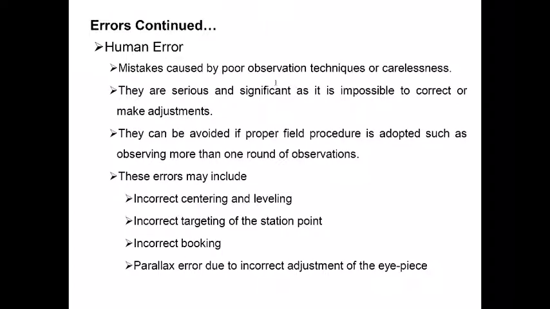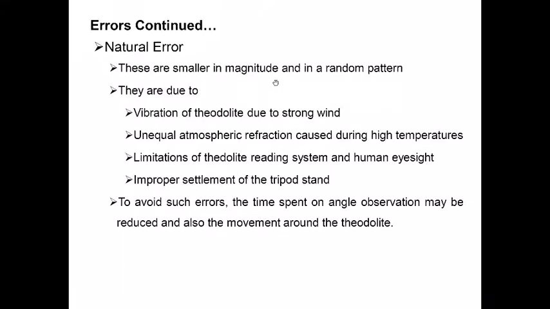Then we have different human errors. These are basically caused by your own mistakes, and they can be of numerous types: incorrect leveling, incorrect centering, incorrect bisection of the points, and a number of other reasons. And then we have natural errors. Like we discussed in the case of the auto level as well, strong winds can cause an error, there could be a refraction error, there could be settlement error. All of these would be categorized as natural errors. So this is it for this slide.